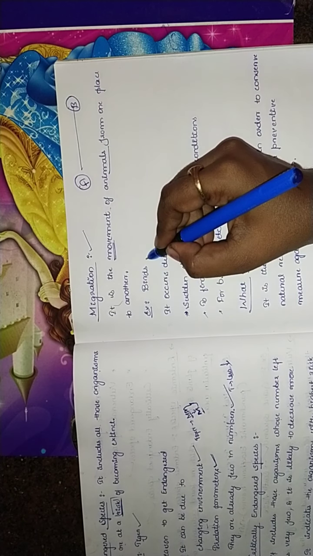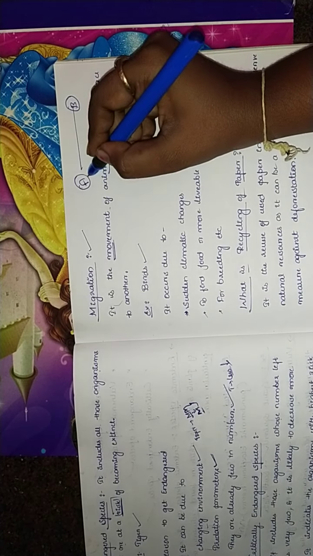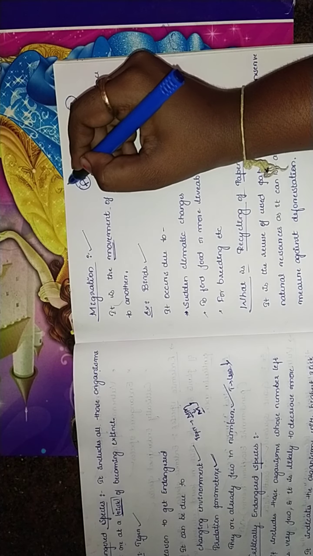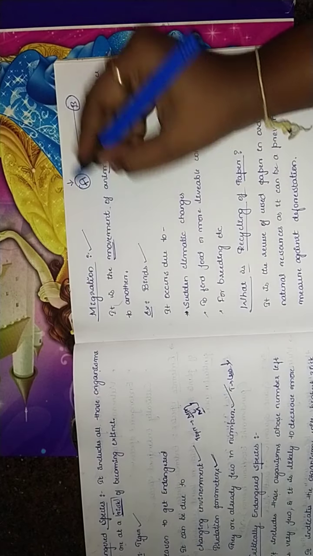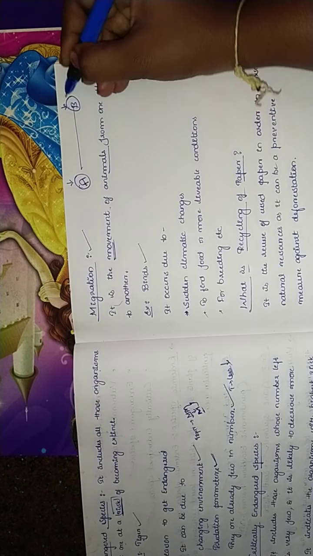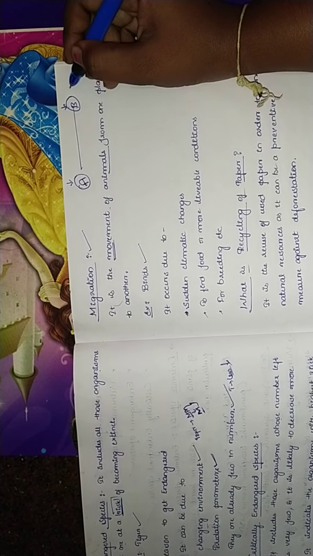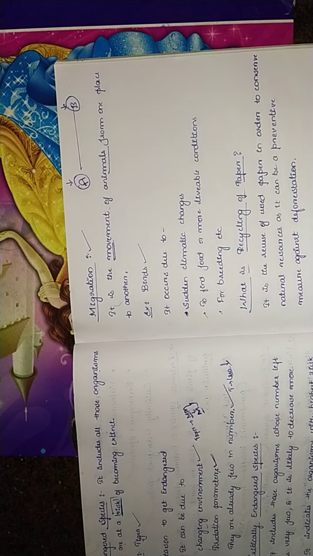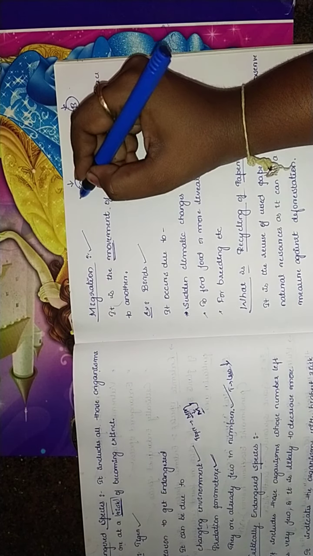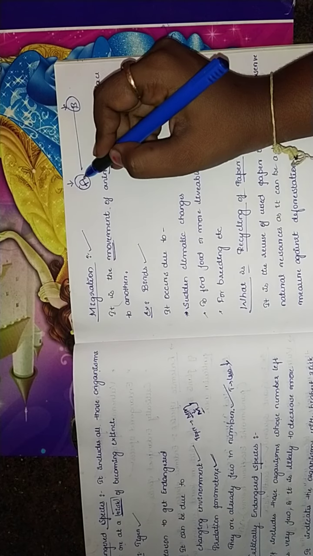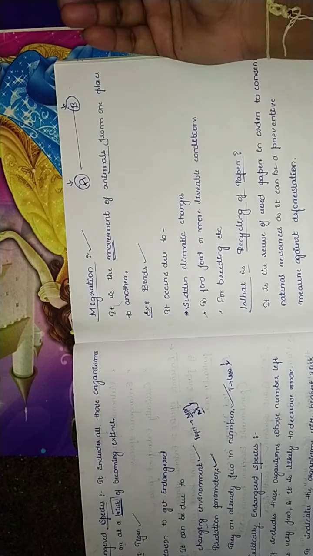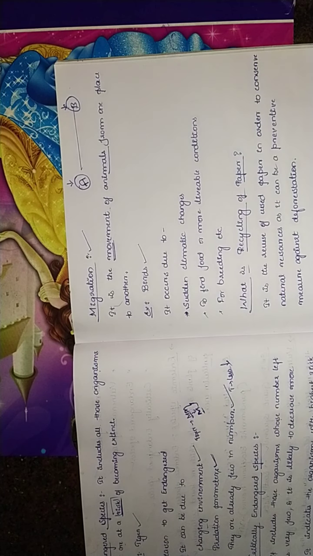Say for example, I have taken birds here. At a certain season birds will be at place A, and for the next season the birds will move on to place B. The movement which takes place for animals and birds, that we call migration. For example, in Mysore we have Rangantittu, where birds come from different places seasonally.